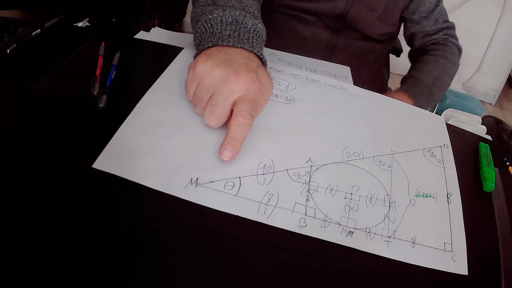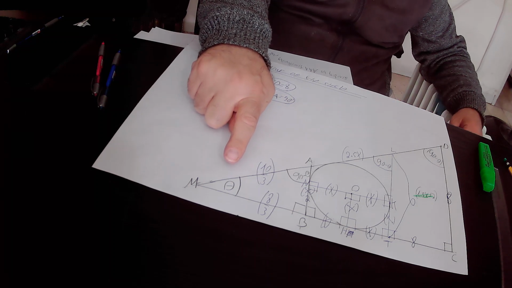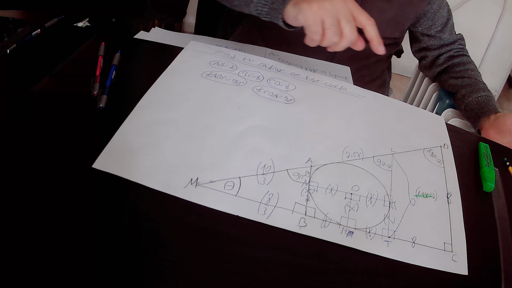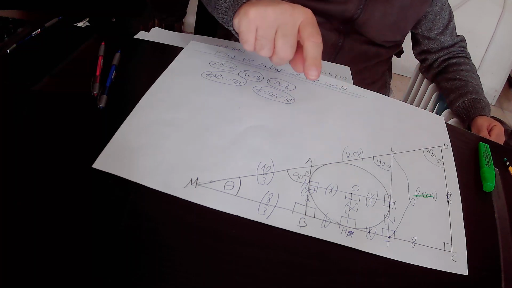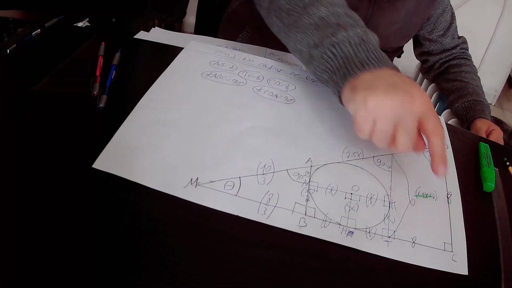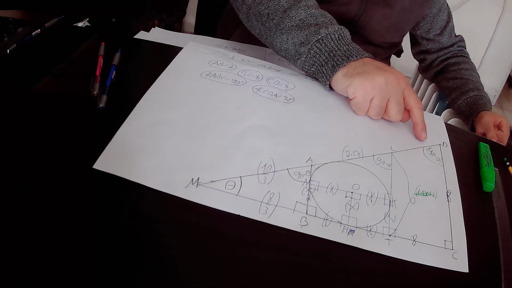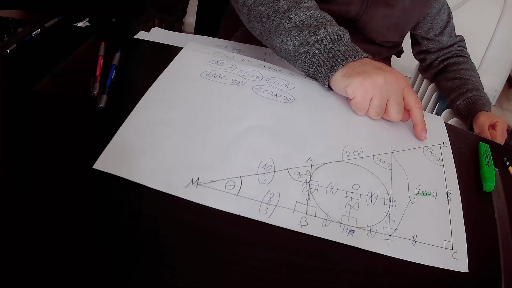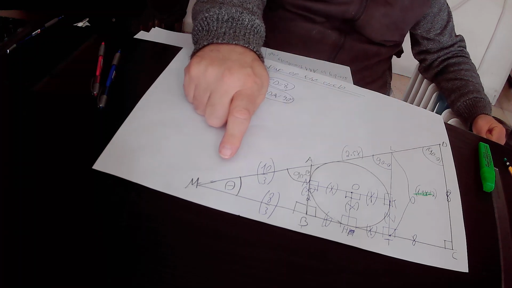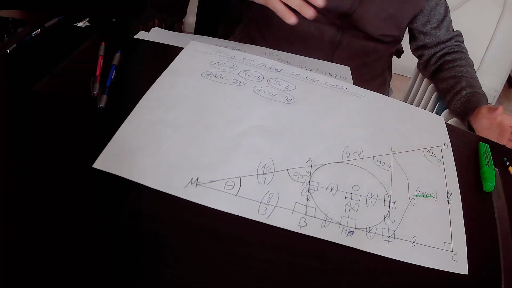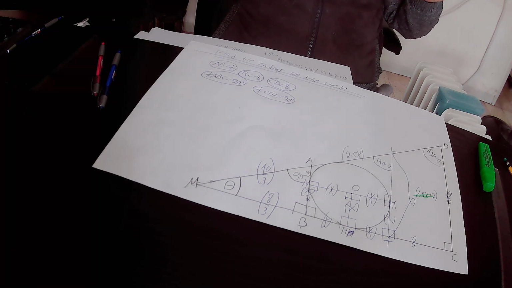We define this angle, angle DMC, as theta. So in the right triangle DCM, this angle equals 90 degrees, this angle equals theta, therefore the missing angle here must be equal to 90 degrees minus theta. Why? Because 90 degrees minus theta plus theta is 90 degrees, and 90 degrees plus 90 degrees is equal to 180 degrees. That is the sum of the angles in any triangle.